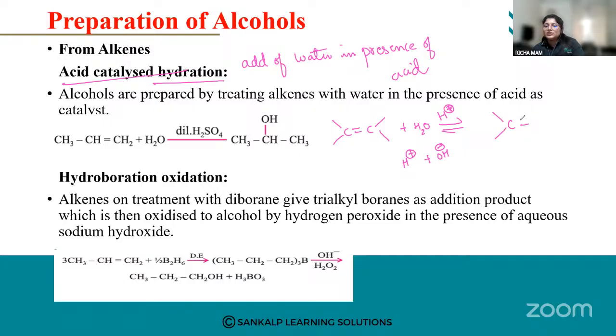Both the carbon atoms are symmetrical. What do you mean by symmetrical? The number of atoms on either side of the double bond are the same. So what will happen? The carbon atom will get attached. Hydrogen will get attached at one position and OH- will attach at the other.